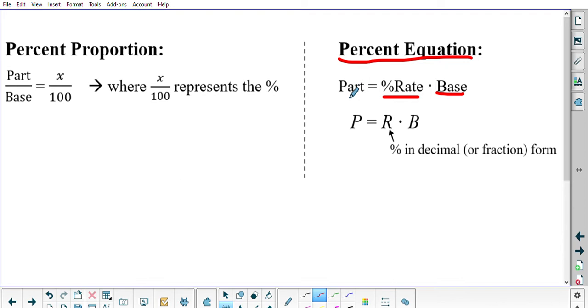And so that's the formula of part. By the way, capital P here does not represent the percent. Capital P represents the part, equals the percentage rate times the base. And the percentage rate is going to be the percent in decimal form, maybe fraction form, but usually it's easier to put it into decimal form.